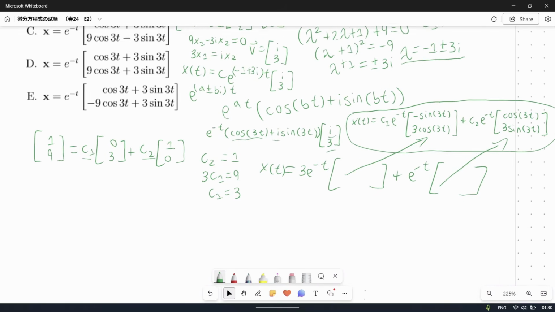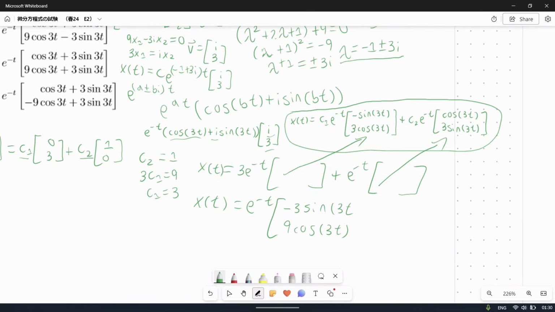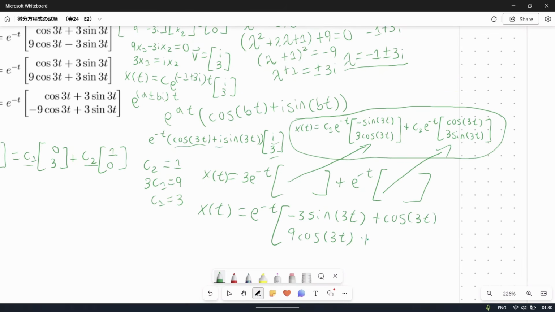So when we do that, we end up with x of t is equal to e to the negative t times, so we have a 3 here and a 3 there, so we end up with negative 3 sine of 3t times, and then 9 cosine of 3t, and then another here, so we end up with plus cosine of 3t plus 3 sine of 3t.